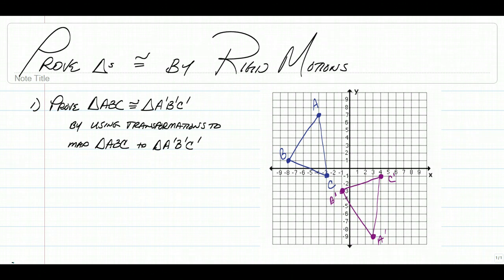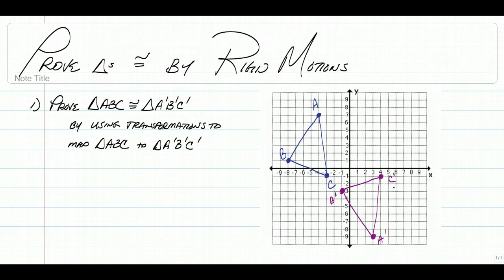All right. So what we're going to do here is we're going to prove that triangle ABC is congruent to triangle A prime, B prime, C prime using transformations to map the blue ABC to the purple A prime, B prime, C prime. And you can go both ways, but I just want to make sure that we're on the same page here for this first example. The next one will be up to you.